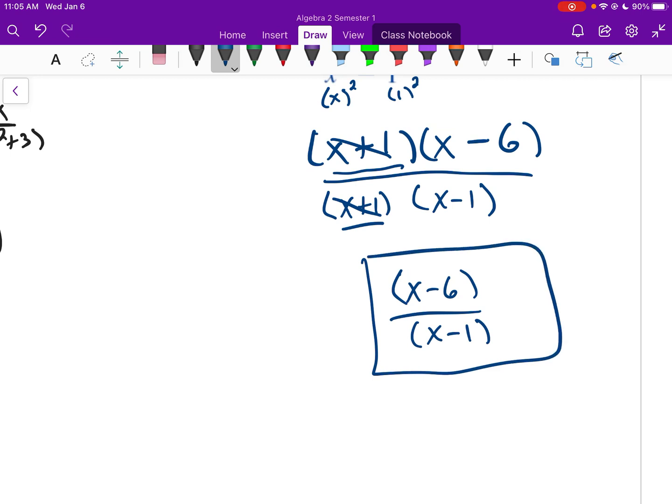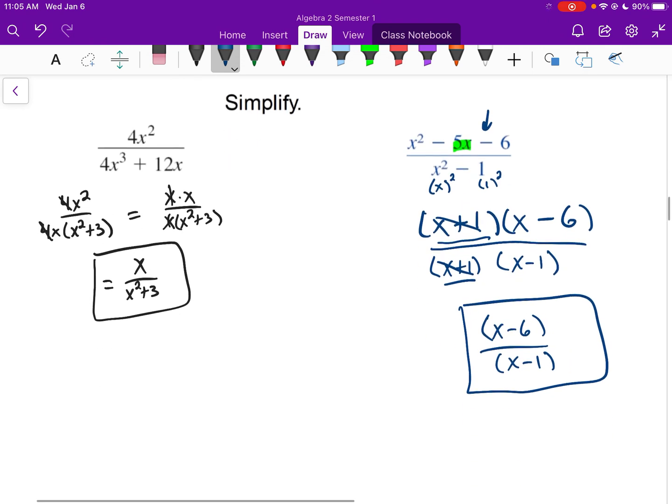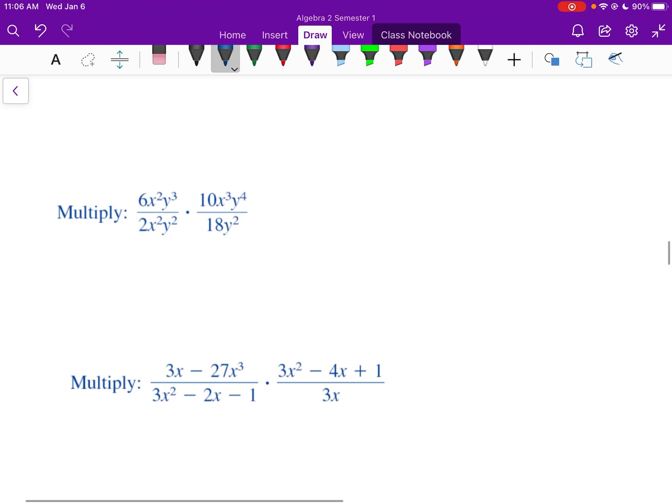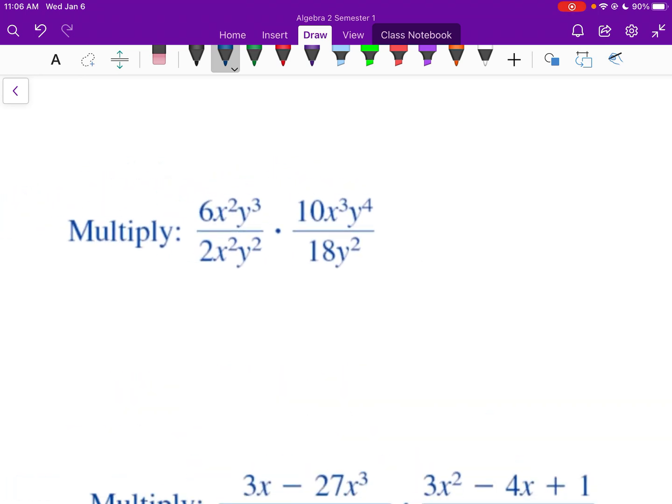So remember, the big thing in this section is to factor. And we will be factoring a lot moving forward past this lesson as well. All right, so now on this one, we're not going to have to worry about factoring here because we don't have an expression, but we need to simplify.